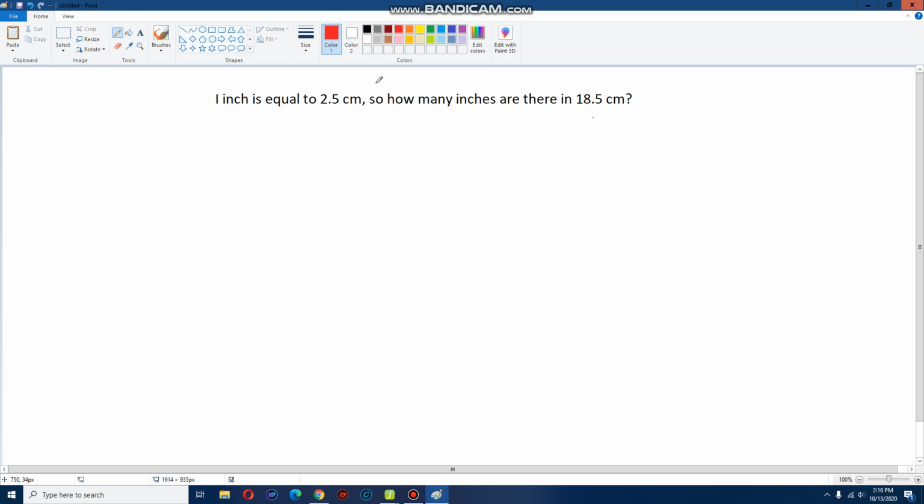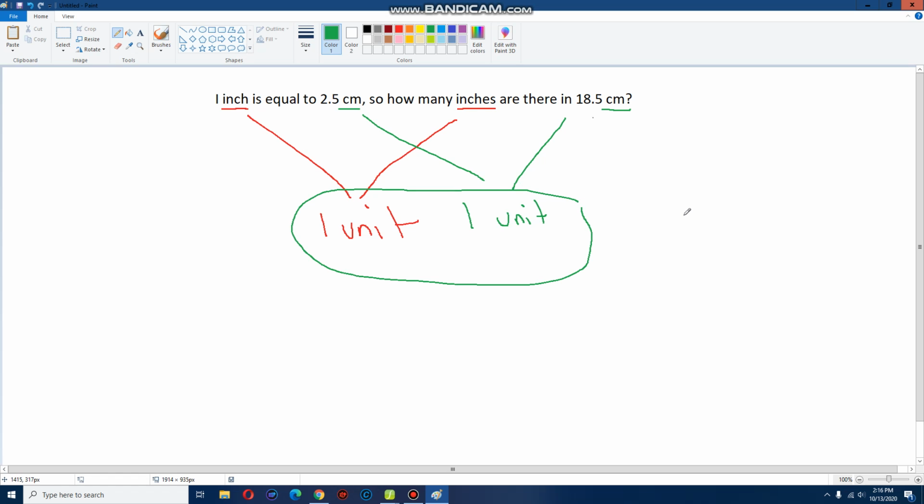Here's the example of a unit. I have inches. Inches is a unit, and I have inches over here as well. And I also have the unit centimeters, and centimeters over here as well. So that means I've got 2 units. I have inches, that's 1 unit that I need to worry about, and I also have centimeters. Centimeters is another unit. So that means I've got multiple units. If you've got multiple units like this, automatically that means you're going to have to either multiply or divide.